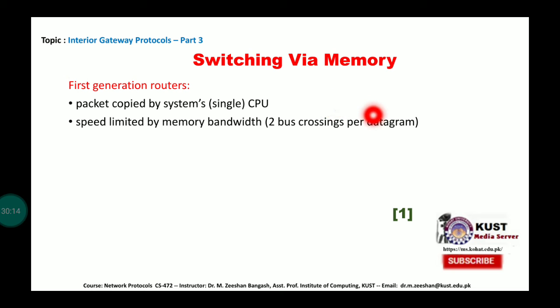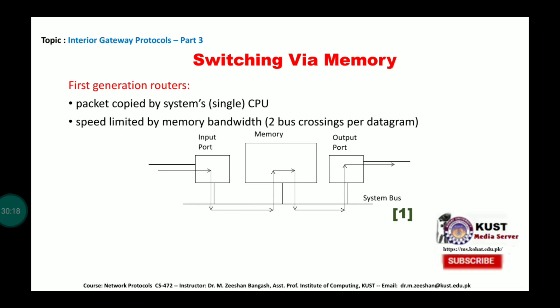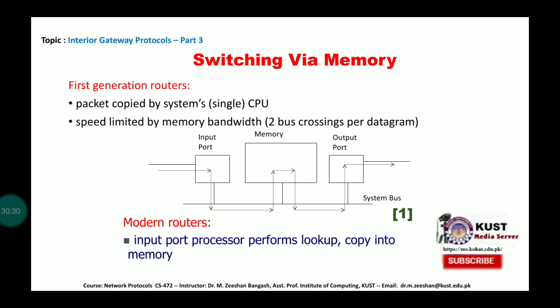For a datagram, two bus crossings were designed, and you can just look into the diagram: there are two bus crossings per datagram in this first generation of routers. However, in modern routers like the Cisco Catalyst 8500, the input port processor performs the lookup and copies it into the memory. So it is an advanced feature introduced into the modern routers.